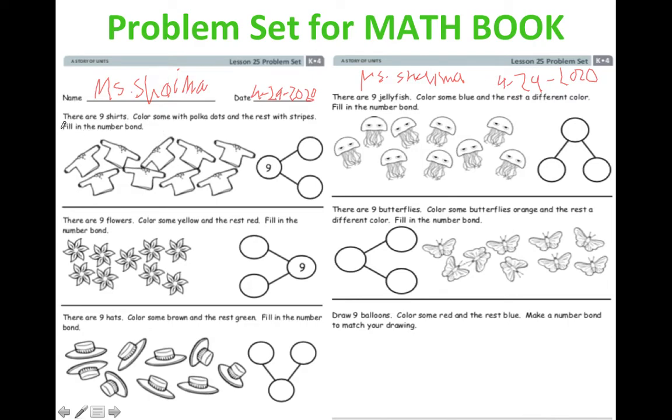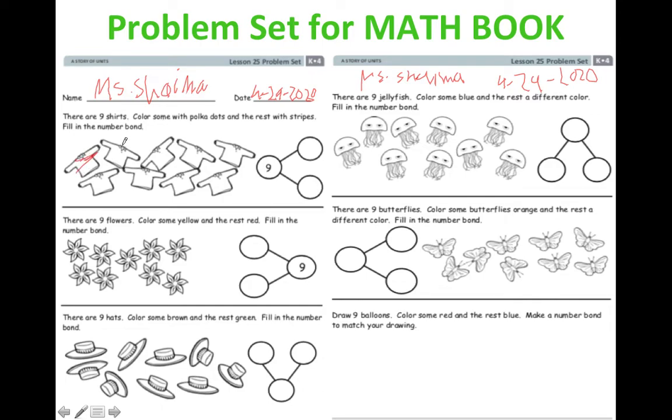It says there are 9 shirts, colored, some with polka dots and the rest of them stripes. Fill in the number bond. Again, there are 9 shirts, some with polka dots and the rest stripes. With the computer, I won't be able to draw stripes and polka dots. What I will do is color some red and color some blue.